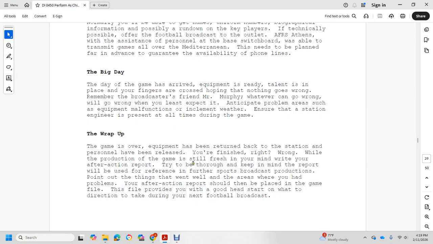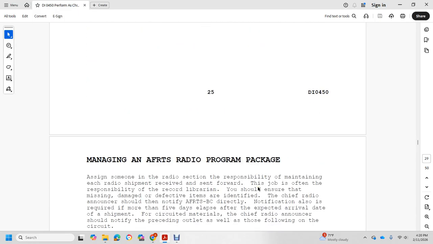The wrap up: the game is over and the equipment has been returned to the station. Have the personnel staff review what went right and what went wrong while the production of the game is still fresh in your mind. Write your after action report. Try to be thorough, and keep in mind that your report will serve as a reference for further sports broadcast productions. Point out things that went well and the areas which had problems. Your after action report should be placed in the game file. The file provides you with a good head start on what direction to take during the next football broadcast.